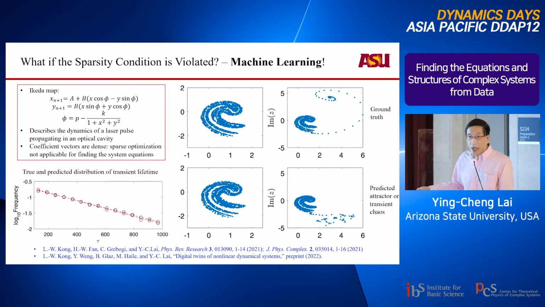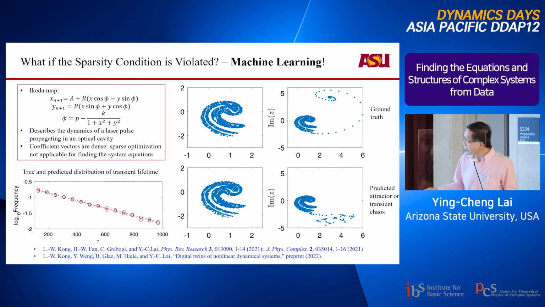Then you ask, on average, if you take an initial condition, it's going to move chaotically for a while before it escapes. The length of time the system behaves chaotically is the length of the transient lifetime. Now, for different initial conditions, this lifetime will be a random number, but it has a distribution. So what I show here is basically the distribution of the transient lifetime, on a semi-logarithmic scale.